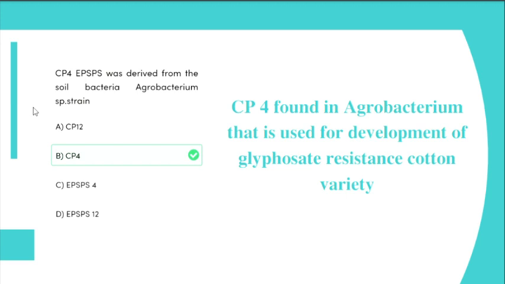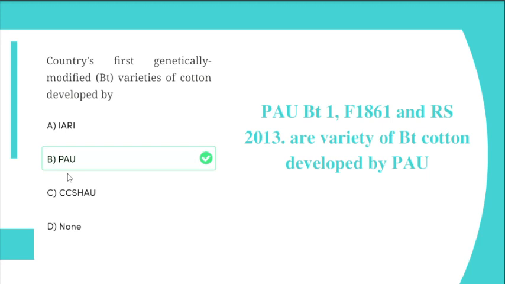Next question: CP4 EPSPS was derived from which soil Agrobacterium strain? The option is CP4. As we know, CP4 is found in Agrobacterium and is used for development of glyphosate resistant cotton variety. Next question: the country's first genetically modified Bt cotton variety was developed by? Here option B is correct, that is Punjab Agricultural University. Punjab Agricultural University developed Bt cotton, that is Bt1, F1861 and RS 2013.